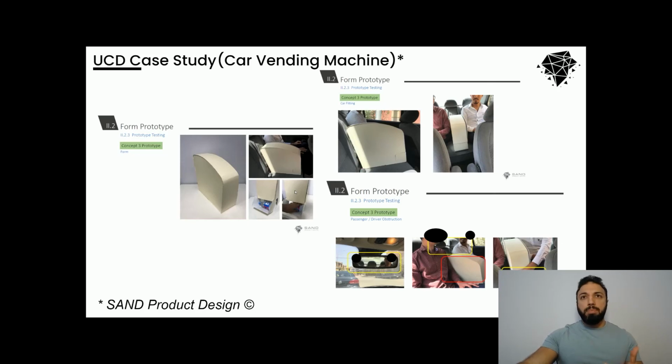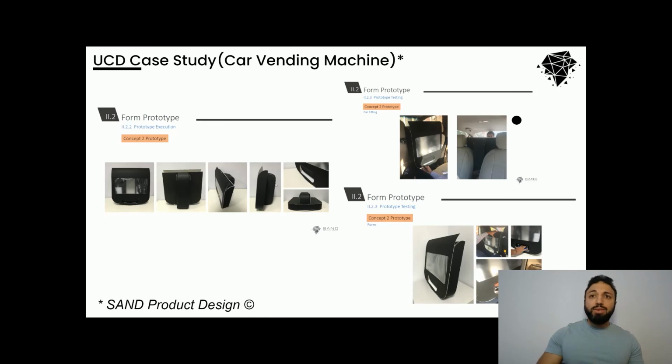So I think this is a very good way to go: to mock up the design, or what we call in SAND the form prototype, or looks-like prototype. Both are used interchangeably in SAND. And the second was concept number 2, right? Again, they really went overboard with the details here, but it doesn't need to be that detailed. A simple rectangular box would have sufficed, I think.